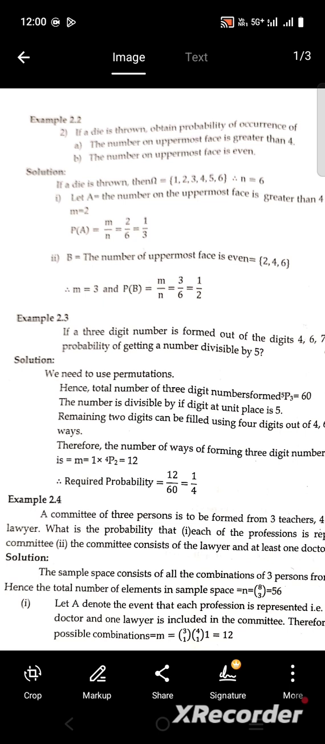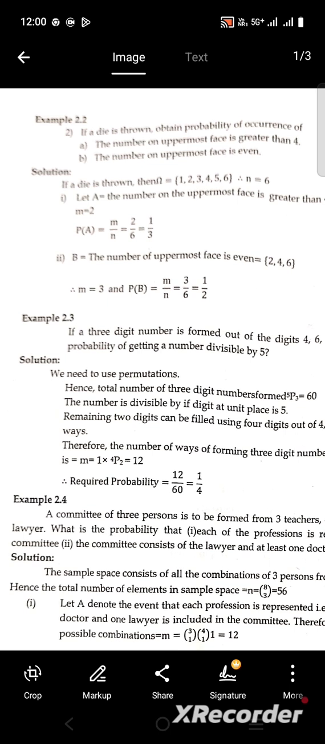First we find the probability that each of the professions is represented in the committee. Let A denote the event that each profession is represented, that is, 1 teacher, 1 doctor and 1 lawyer are included in the committee. Therefore the number of possible combinations is m = 3C1 × 4C1 × 1 = 12. That is, the favorable events are 12, where 1 teacher, 1 doctor and 1 lawyer are included in the committee, and therefore the possible combination is 12.